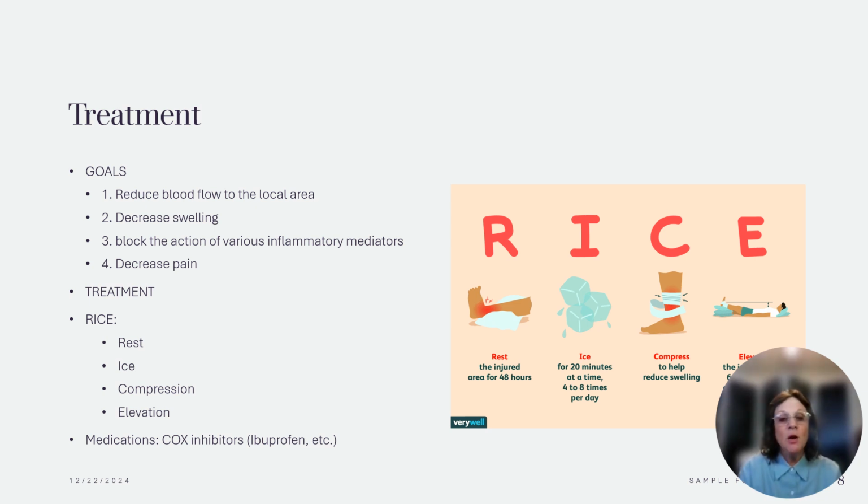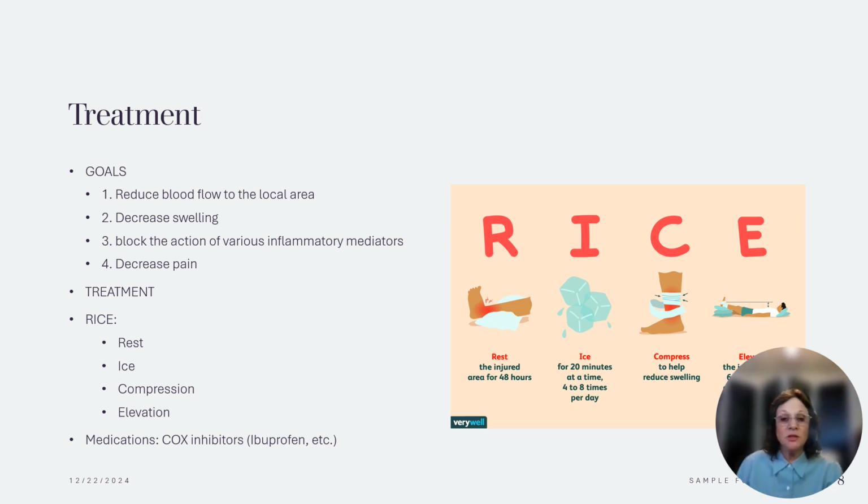So how do we treat it? Well, our goal is to reduce blood flow to the local area, decrease swelling, block the action of various inflammatory mediators, and decrease pain. And again, here we're talking about overwhelming or chronic inflammation, or inflammation that's lasting too long or it's causing too much pain. So we treat it using that kind of RICE acronym or mnemonic, which stands for rest, ice, compression, and elevation.